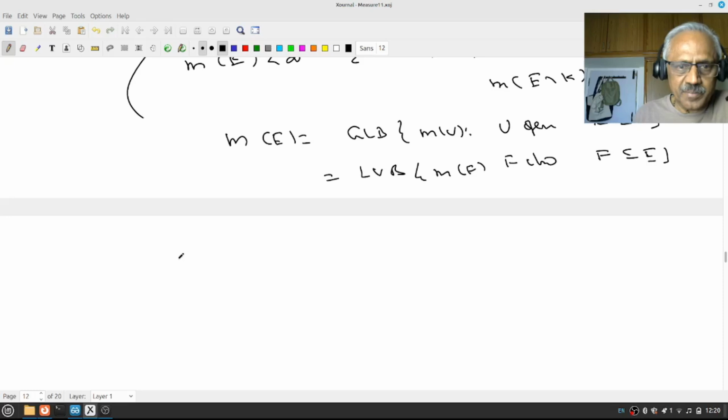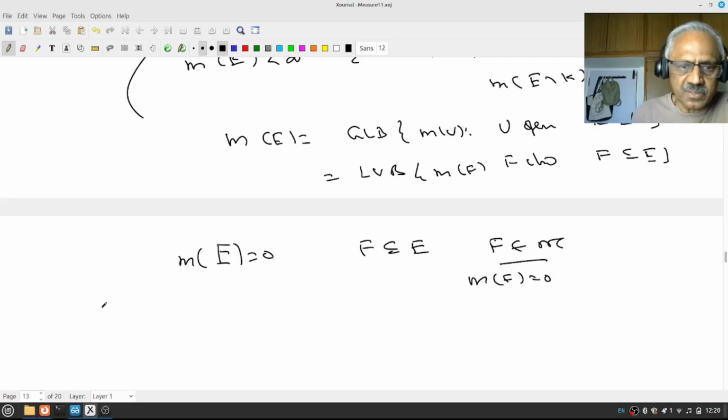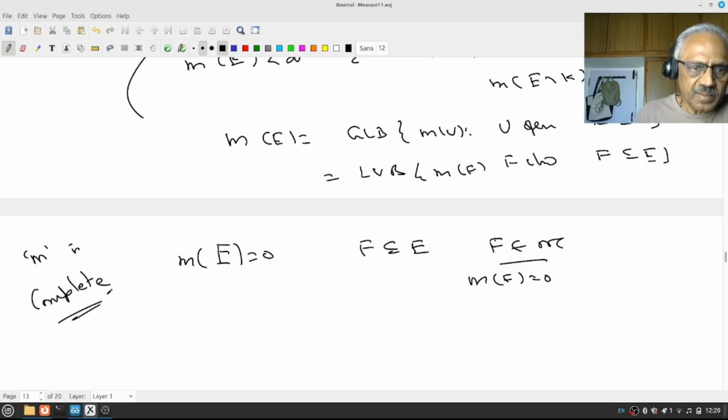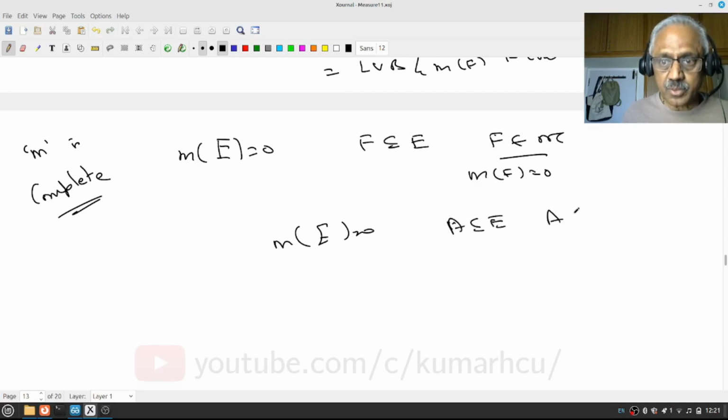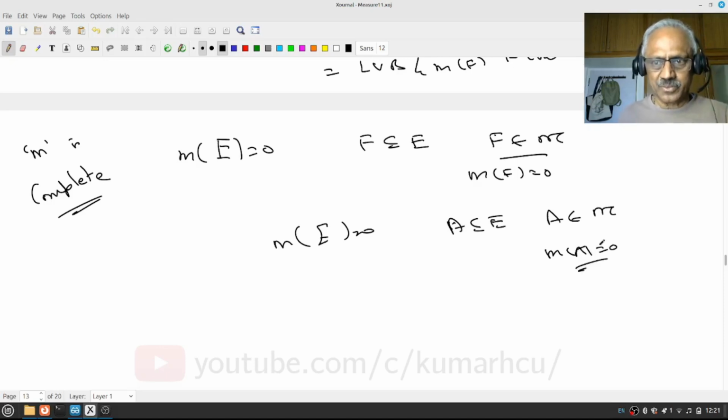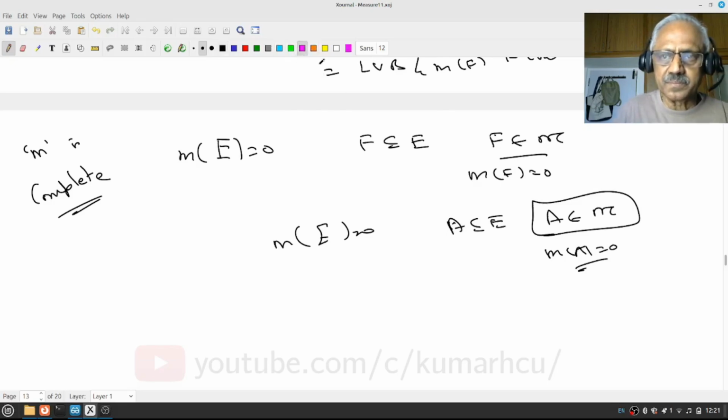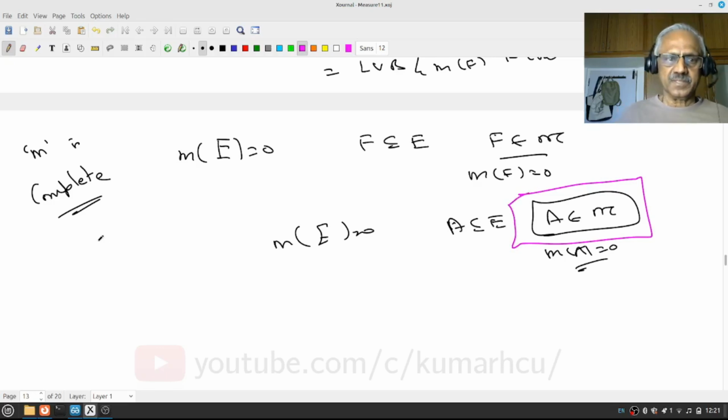Another important property of Lebesgue measure is that if E has measure 0 and F is a subset of E, then F is also measurable and the measure of F is of course 0. This is called completeness. That is, the Lebesgue measure M is complete. This is just a technical term; we will define it again later. What does it mean? Whenever I have a set E whose measure is 0, and A is a subset of E, then A also should be measurable. That's the more important thing. Automatically M of A will be 0, which is easy because of monotonicity. So the crucial thing is this. This is what is called completeness.